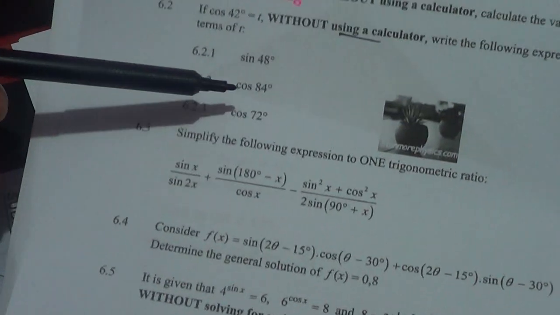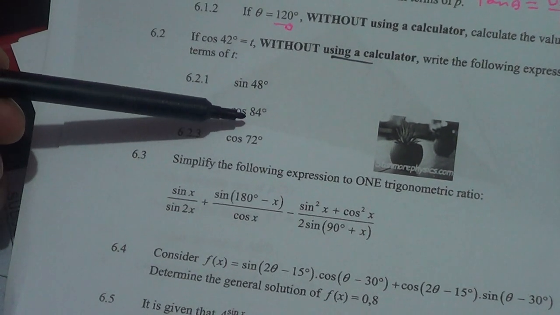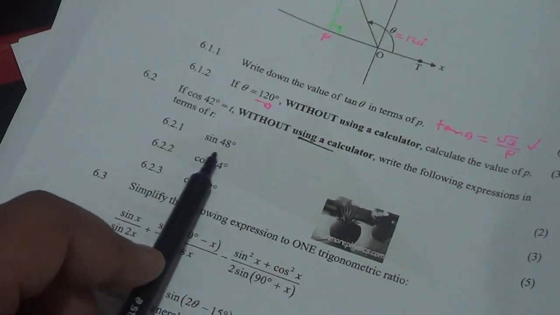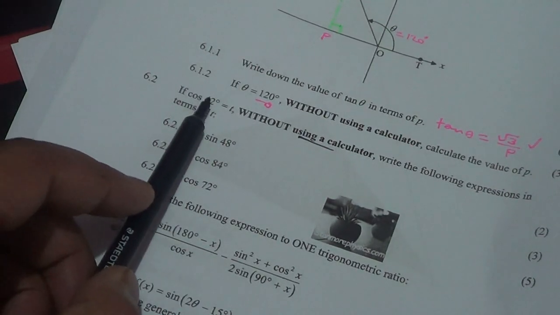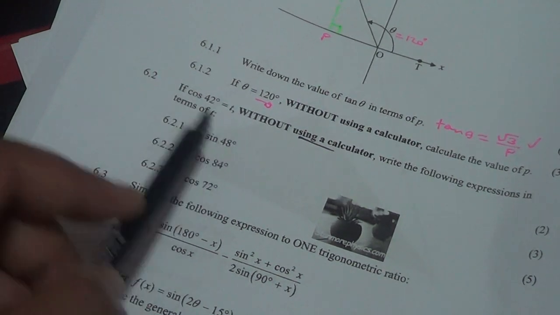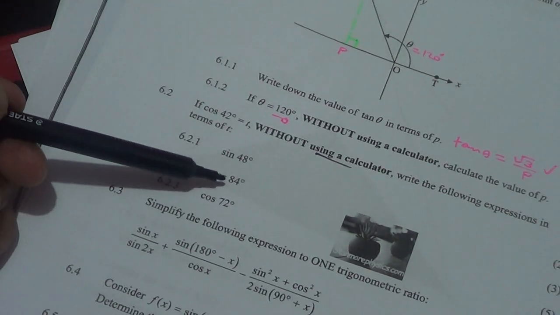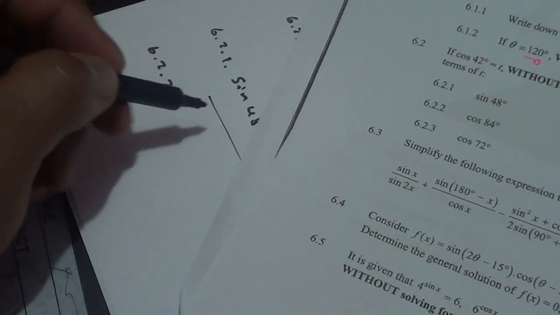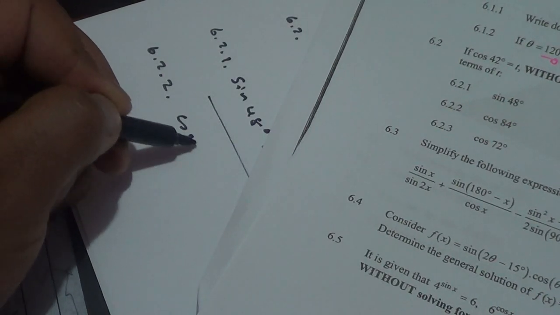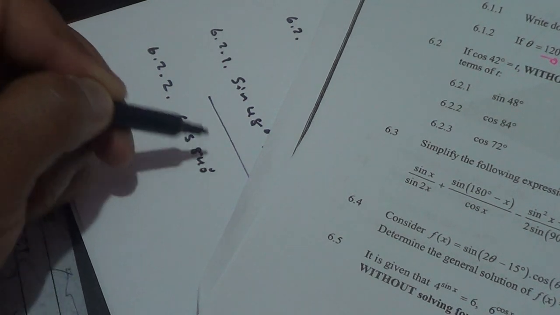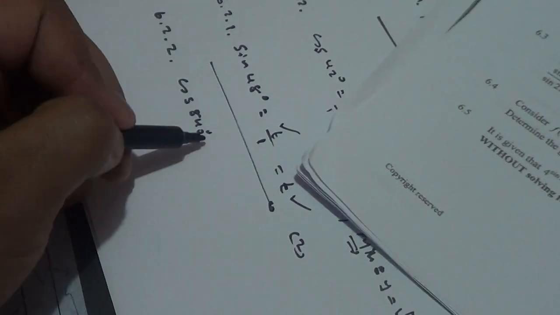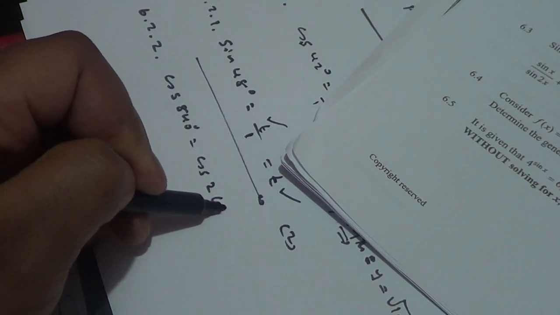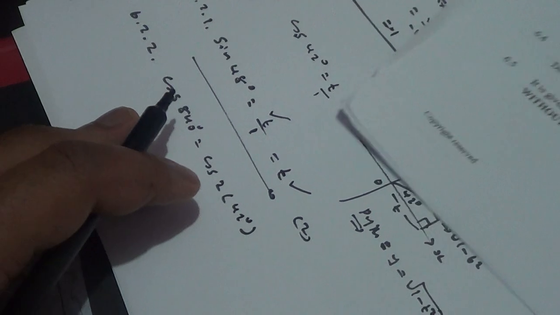Alright, the next one, it's cos 84. So now what is cos 84? Now you have to relate this to 42, which is what was given, or 48 for that matter, but 84 is 42 times 2, so it's a double angle. So you know that cos of 84 degrees is equal to cos of 2 into 42 degrees.